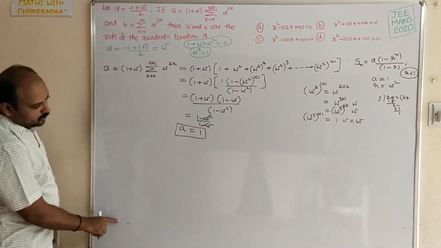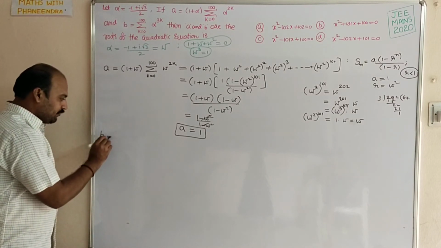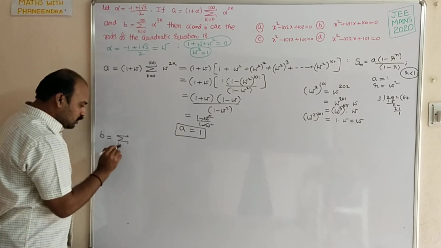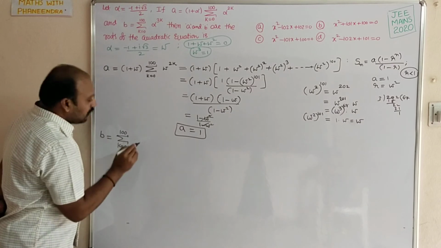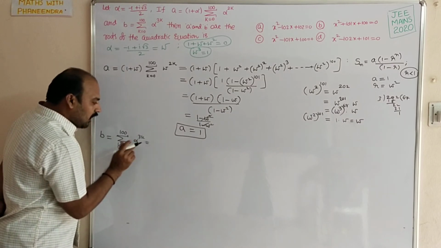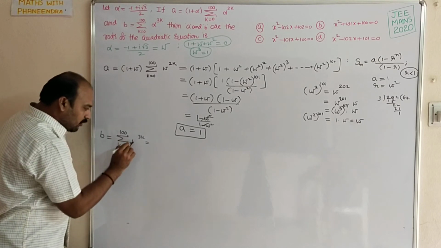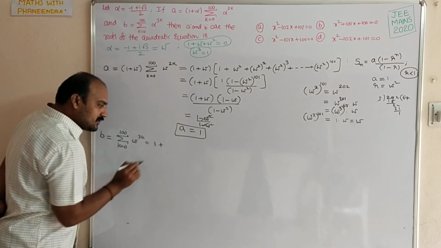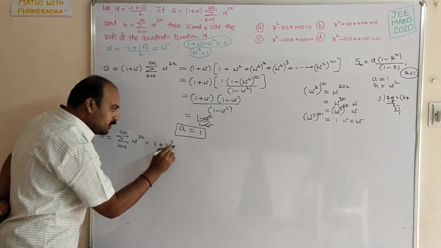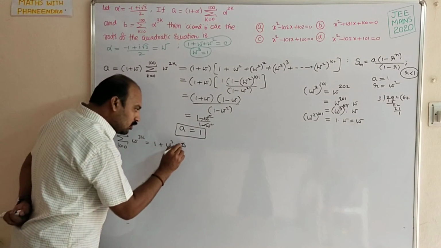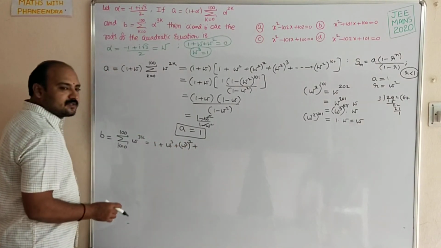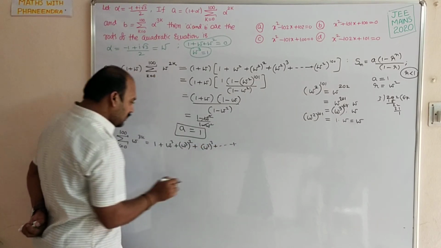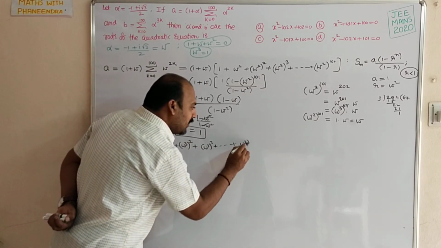Similarly, B value also we are going to calculate now. B is equal to. What is B? B is sigma k is equal to 0 to 100 alpha power 3k. Alpha means what here? Alpha is equal to omega. Omega power 3k. K is equal to 0 substitute, omega power 0 is 1, plus k is equal to 1 substitute, omega cube, k is equal to 2 substitute, omega cube whole square, plus k is equal to 3 substitute, omega power 3 whole cube, plus and so on. K is equal to 100, omega cube whole power 100.